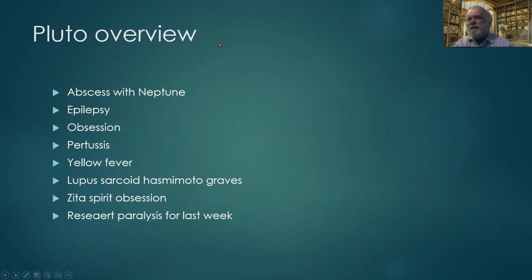Also, I'm going to complete my research on paralysis. We asked that question: why Uranus and paralysis? And I think Neptune's probably involved in paralysis. And we're going to also look at the possibility of Pluto being involved in paralysis. And I have that completed for next week.